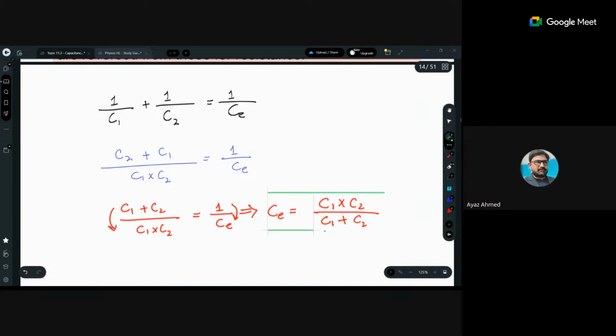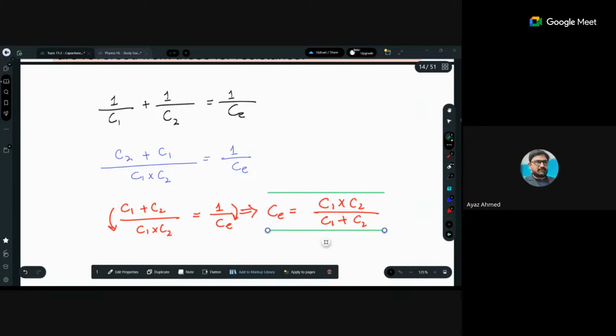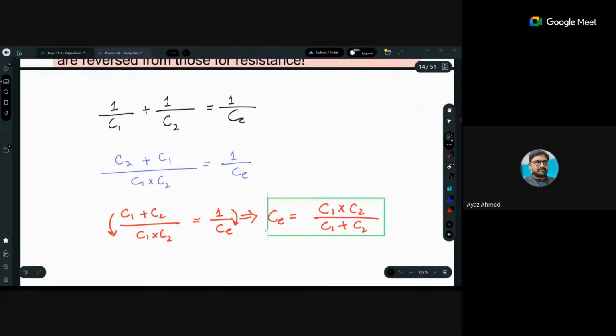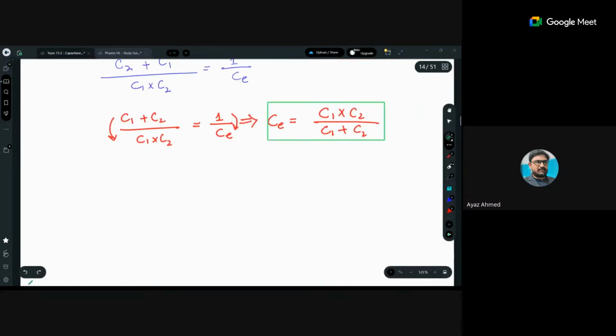I will prefer to write this equation when there are two capacitors, not the one with 1 upon C1. Is it clear to you? Yes.